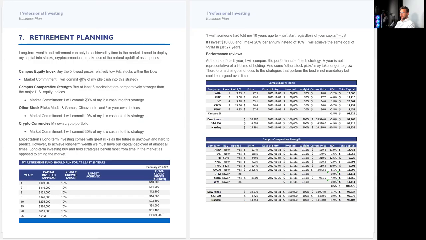But it could also look very different, where you say 100%, I'm just going to follow Campus Equity Index, or you're going to say, I'm going to do 50% here, 50% here, or you're going to say, I'm going to focus more on cryptocurrency and have a high exposure here, right? There's no right or wrong here, right? And who am I to tell you what you should be doing for your retirement?